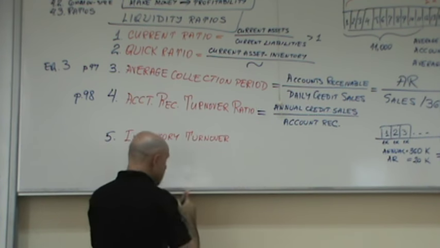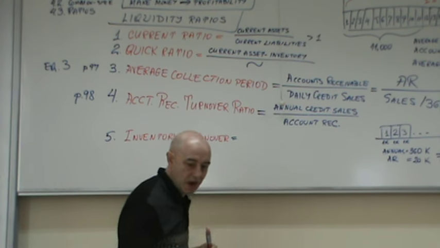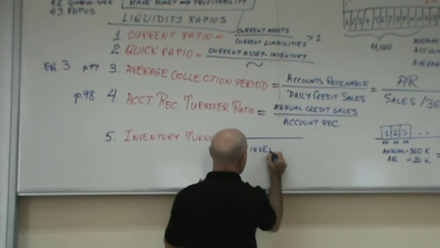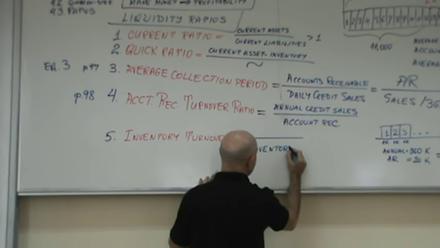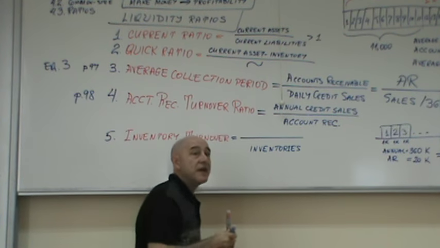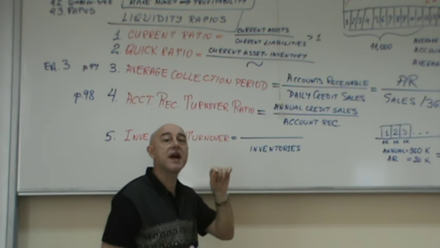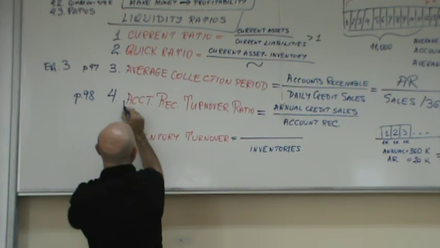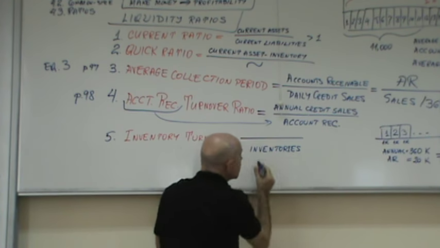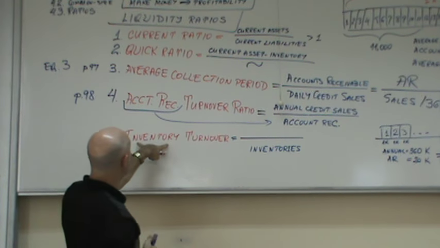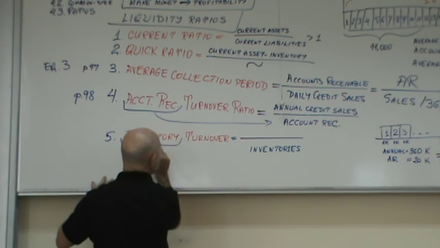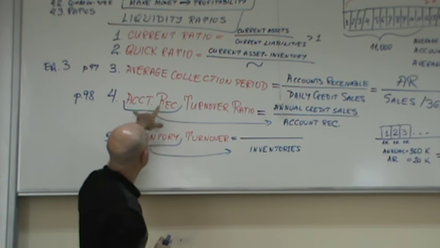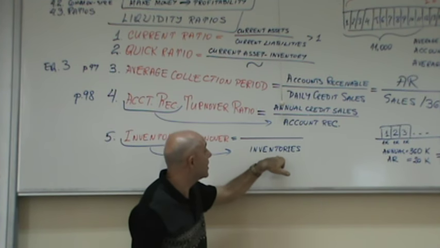Inventory turnover. It's exactly the same logic, and exactly the same thinking. You divide by inventories. Now, notice the following simple thing. Pay attention. Here you have accounts receivable turnover, so accounts receivable goes into the denominator. Here, inventory goes into the denominator. In turnover ratios, usually this part goes into the denominator.